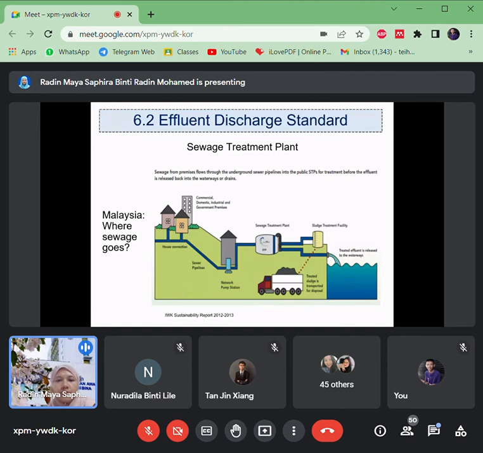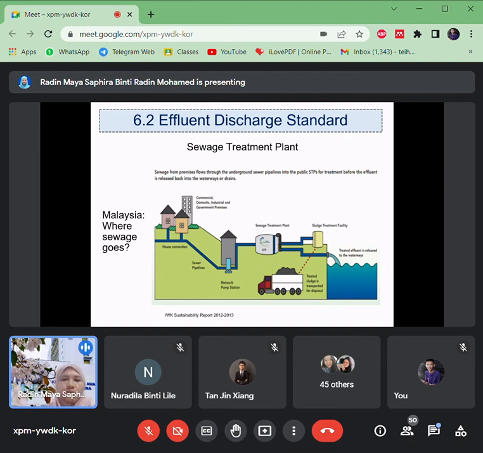So basically, this is the process of the sewage treatment plant. Okay, so this is your house. The house must have the sewerage network connection, where it will pump the sewer through the sewer pipe right here, to the sewage treatment plant, STP. In Malaysia it is under the IWK. So they will do the process.